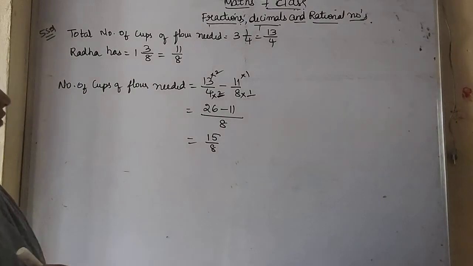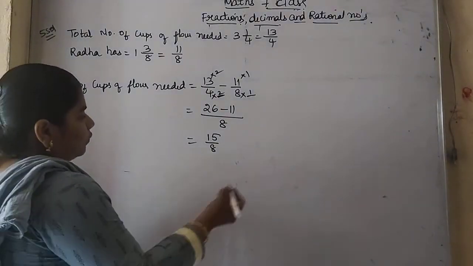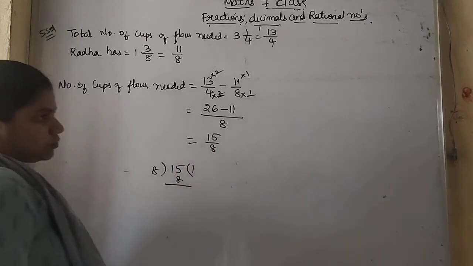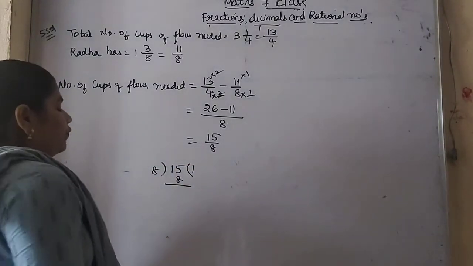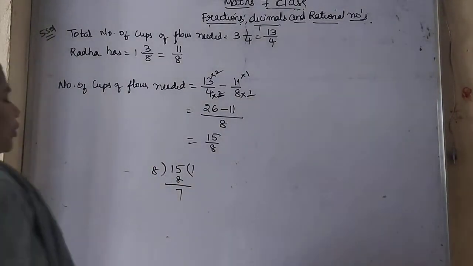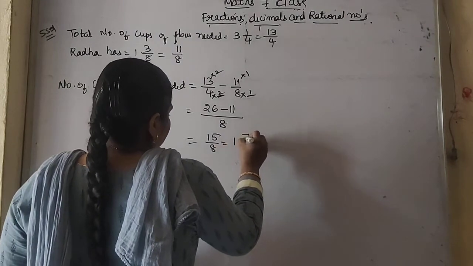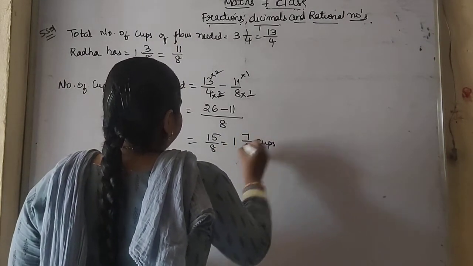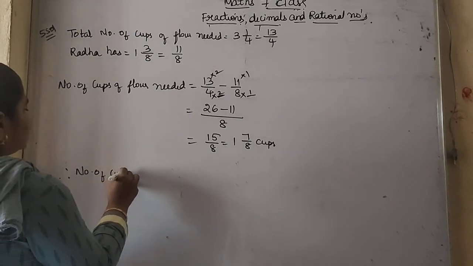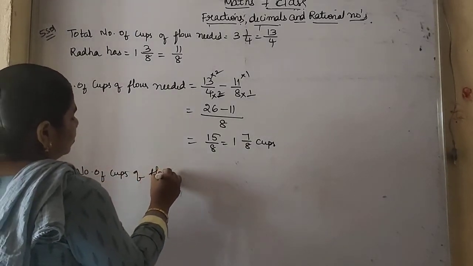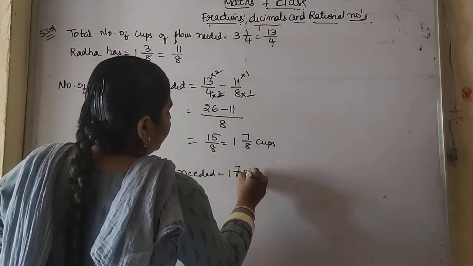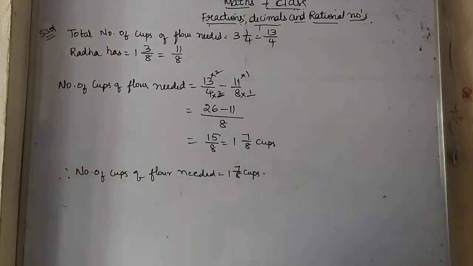So this 15/8 we have to convert into a mixed fraction. So if you convert, 8 1 times will be 8. So 15 minus 8 will be equal to 7. So what is the mixed fraction? 1 7/8 cups she still needs. So therefore the number of cups of flour needed is equal to 1 7/8 cups. So this is our fifth solution.